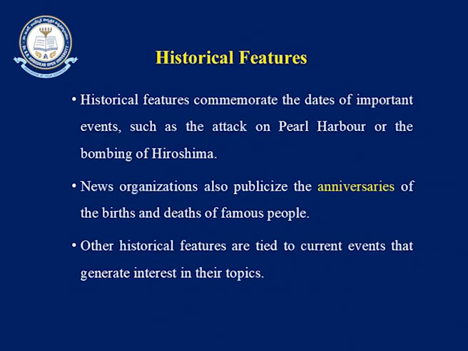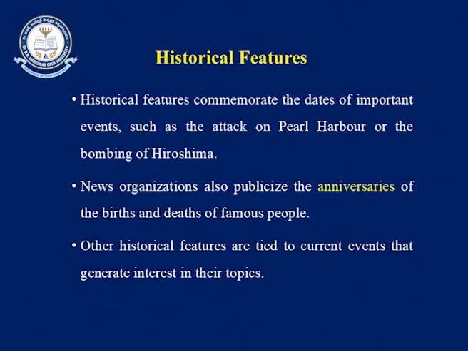News organizations also publicize the anniversaries of the births and deaths of famous people. On the occasion of the birth, generally we see Dr. B.R. Ambedkar's birth anniversary, some death anniversaries. There are special stories and features which come in the newspapers.